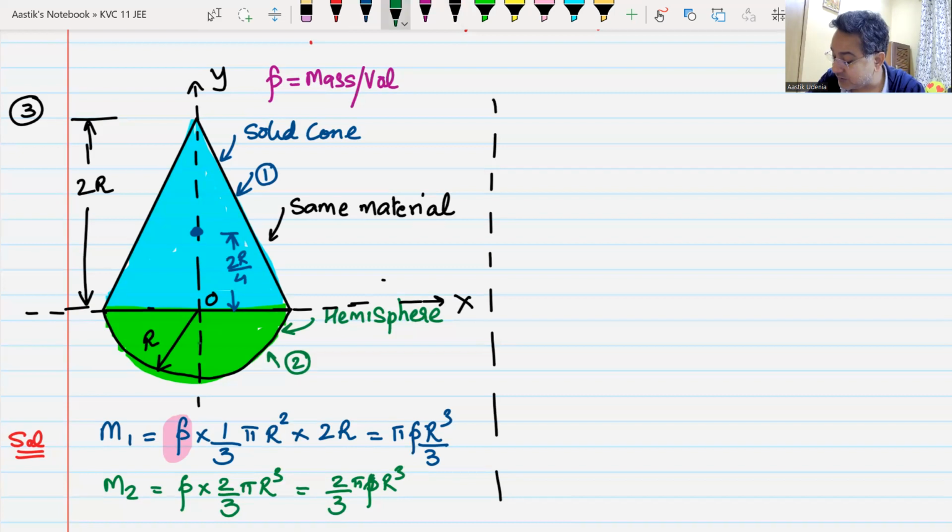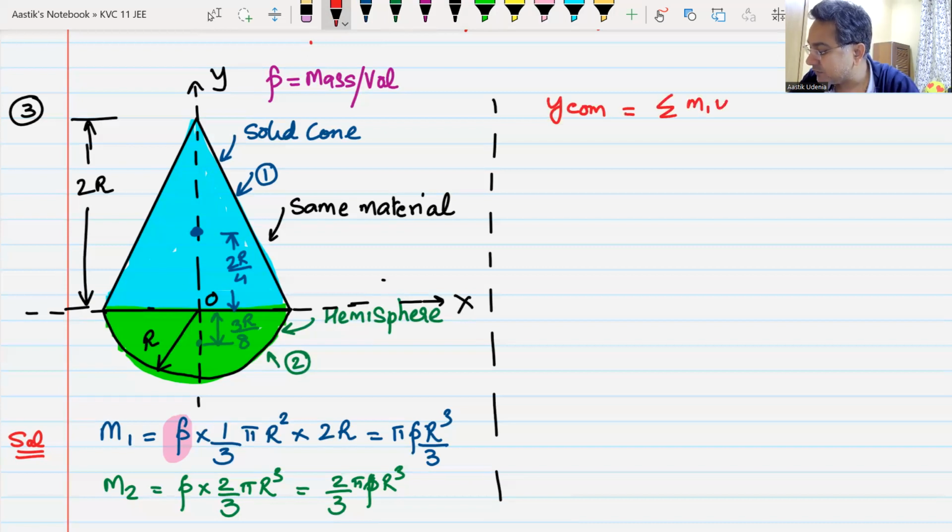Where does the center of mass of this one lie? Hemisphere. Anyone remembers? No one remembers. It is 3r by 8. So now I can find out the y position of center of mass, summation of mi yi divided by summation of mi.